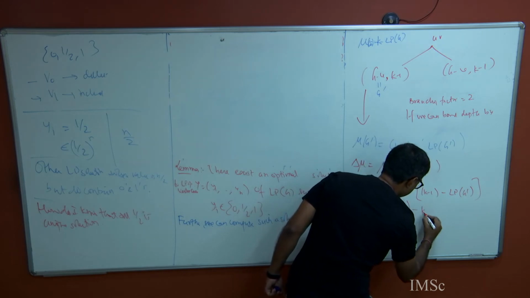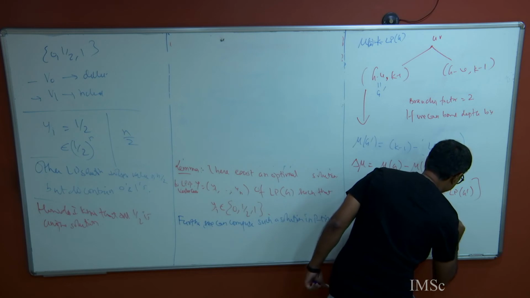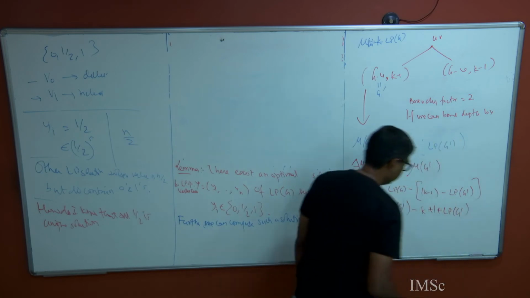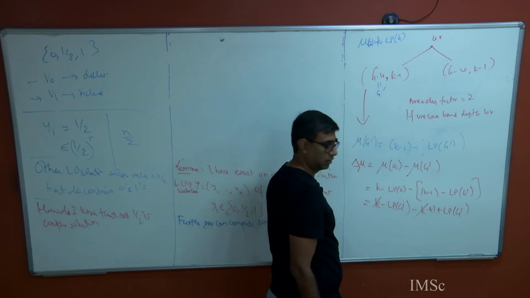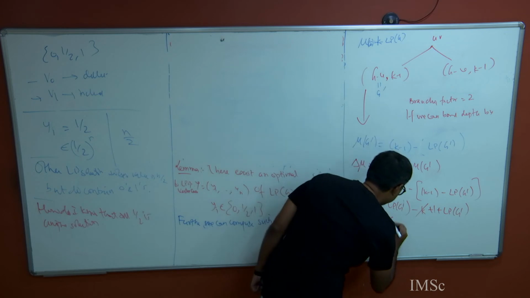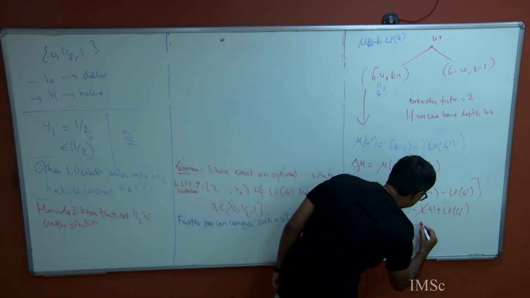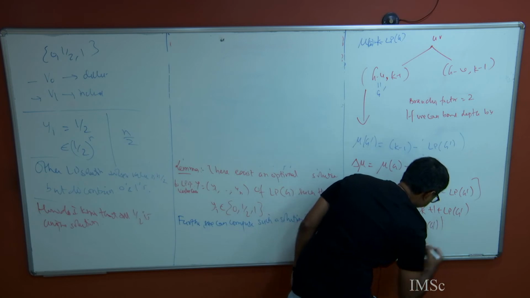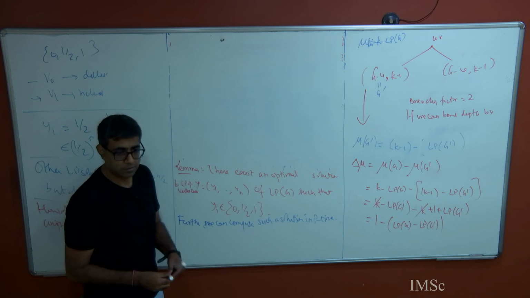So the change is k minus (k minus 1 minus LP of G prime) minus... which gives plus 1 plus LP of G prime. Is that fine? So k and k are going to cancel. Now what is this? The change is 1 minus (LP of G minus LP of G prime). This is my change. Is that fine?